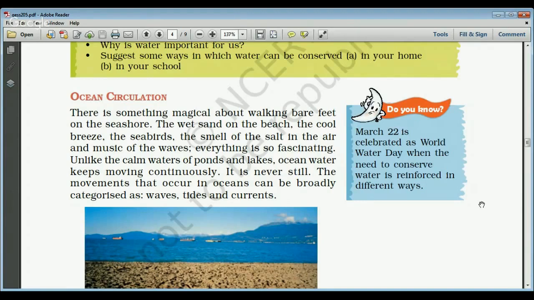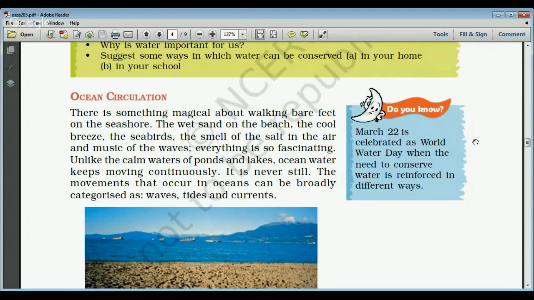And the most important property of ocean water is that it moves continuously. It is never still. So please remember this fact, because this fact can be asked directly. And the movement of the ocean can be broadly categorized into four forms. In this chapter, we will stick to the three forms, that is waves, tides, and currents. But if you read higher class books, then there is one more form, that is downwelling and upwelling, whatever happens in the El Nino and La Nina case.